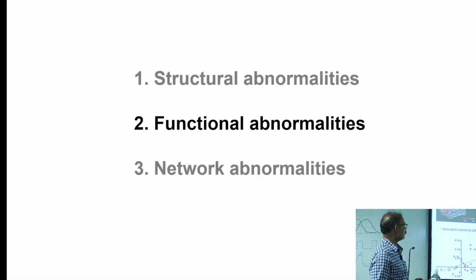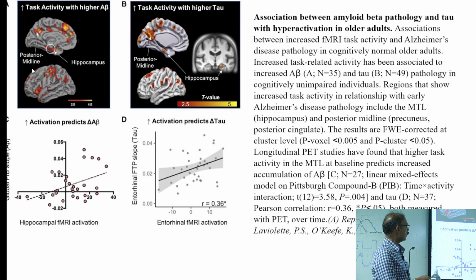So in terms of functional, this is showing activation for a memory task that the subject had to perform. In this case, they showed an increase in activation in the hippocampus and posterior midline. The change in activation correlated with and predicted the change in the plaques. This is hippocampal activation, and this is entorhinal fMRI activation.